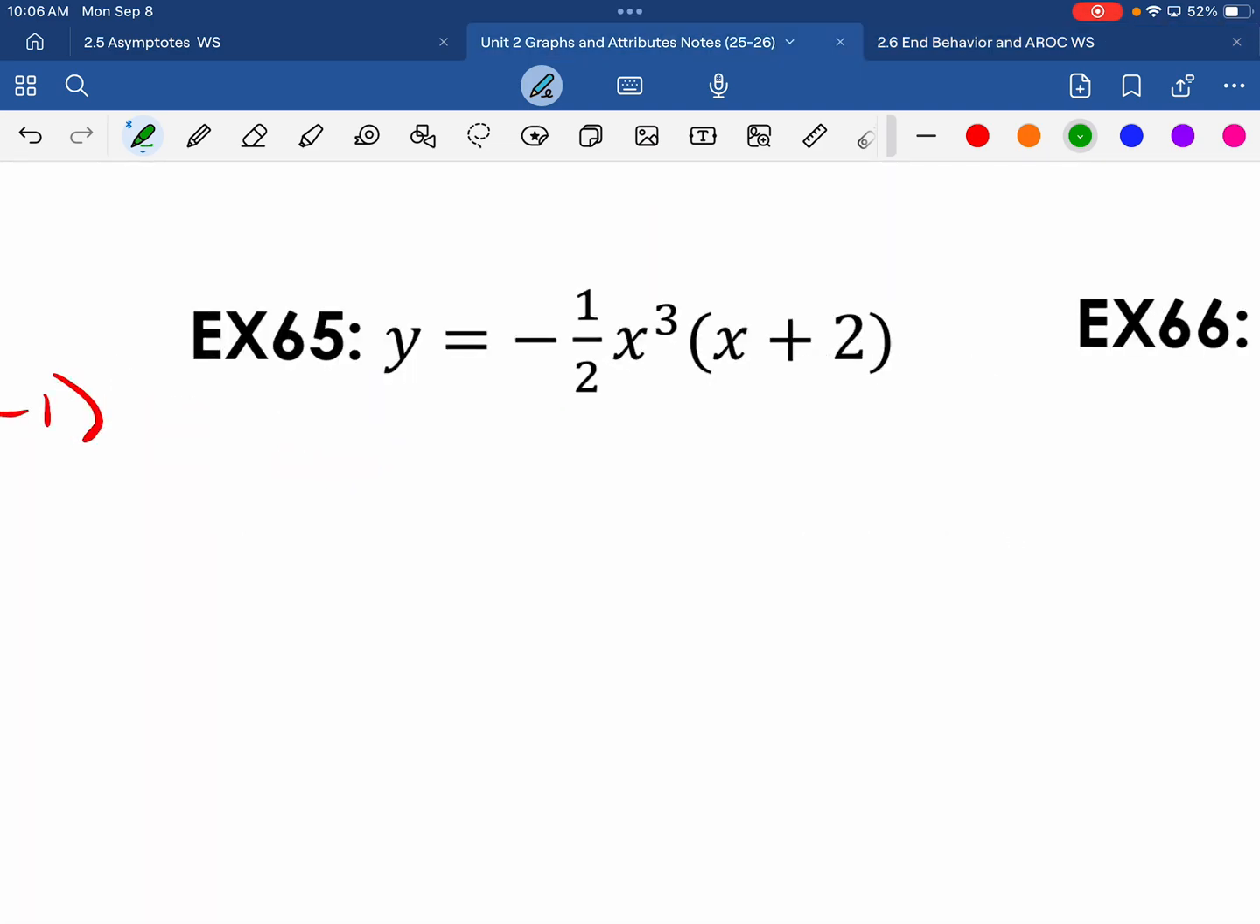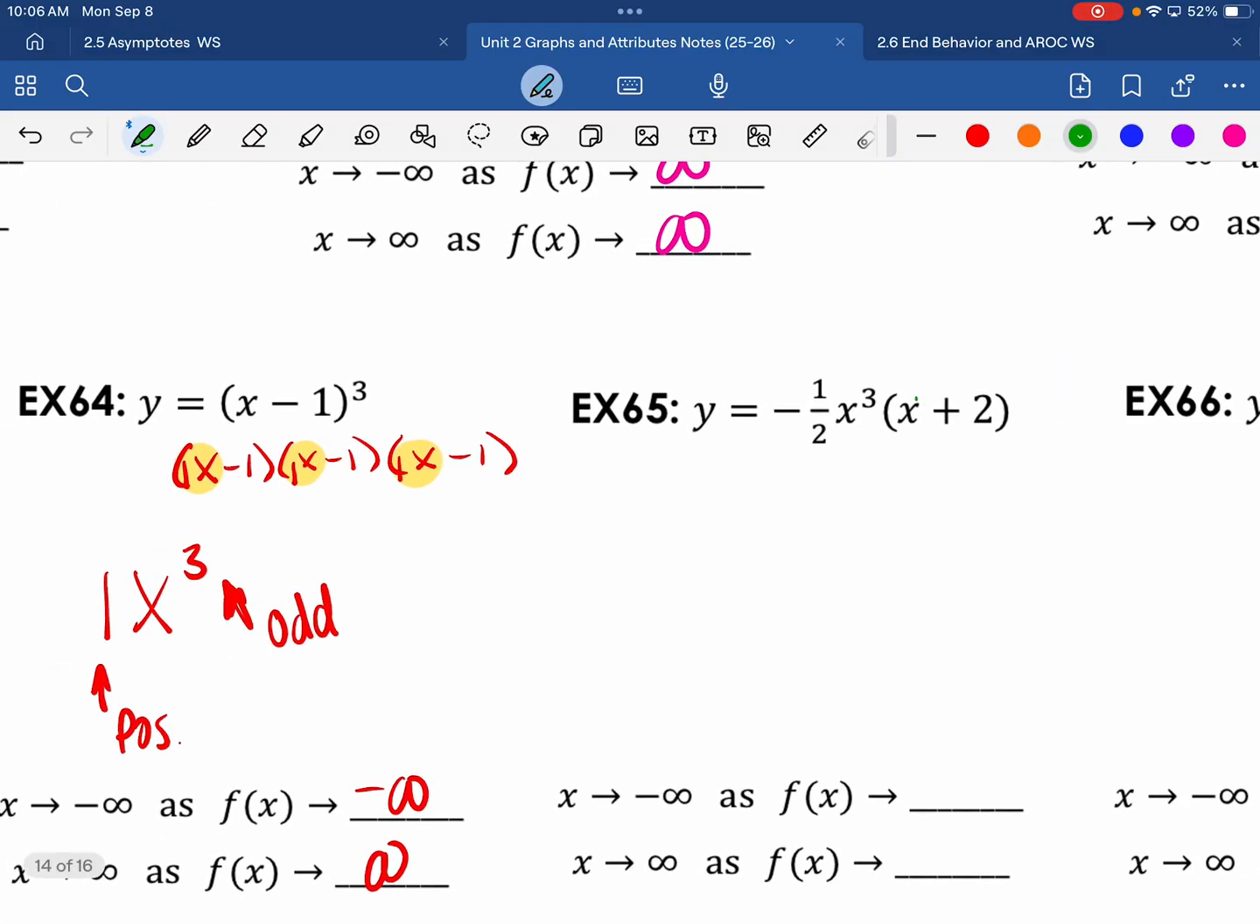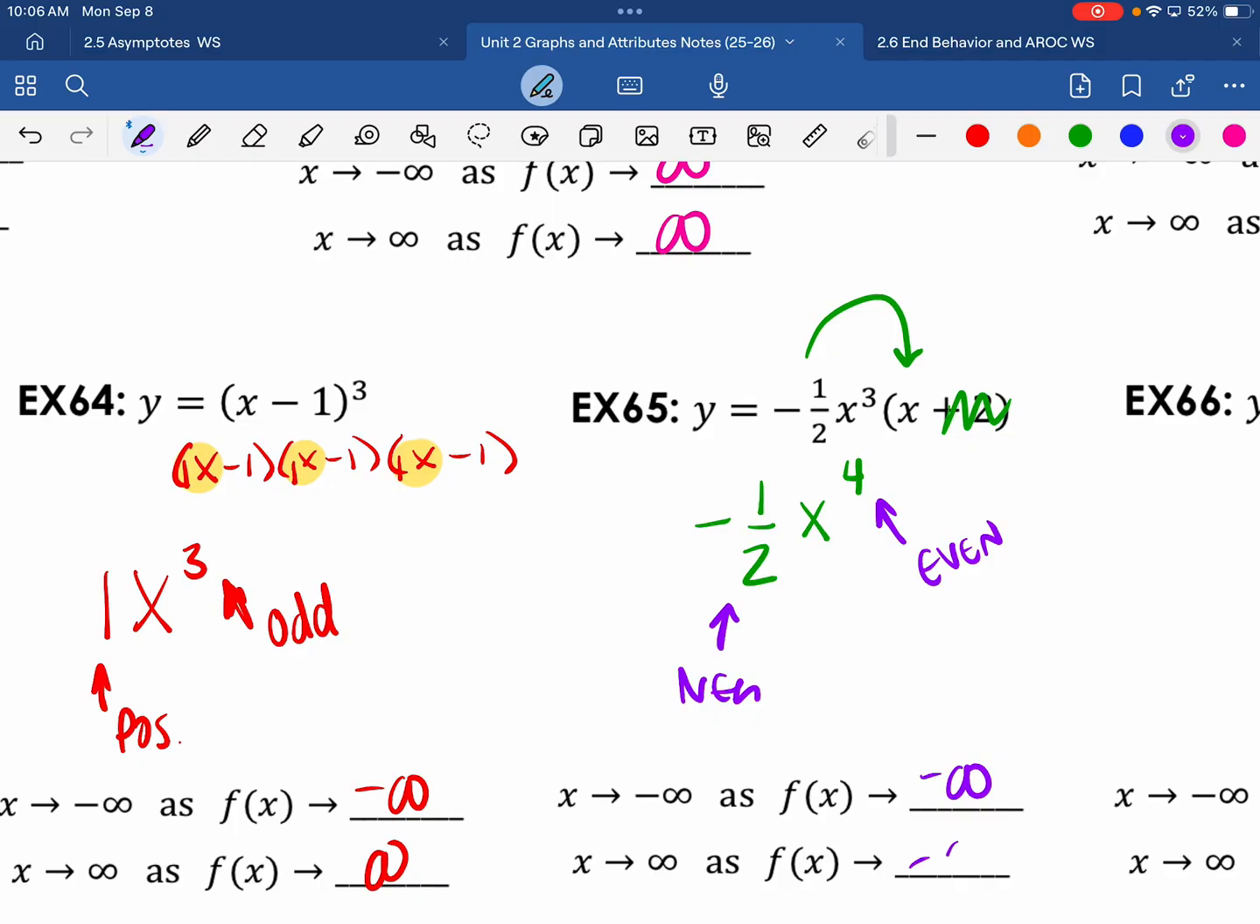Okay. On 65. So I don't care about this plus 2 at all, because that's a smaller term. But I do need to multiply the negative 1/2 x cubed times the x to get the end degree number. And so really after this all gets multiplied, it'd be x to the 4th. Because it's even, we're going in the same direction. My leading coefficient is negative. So both negative.